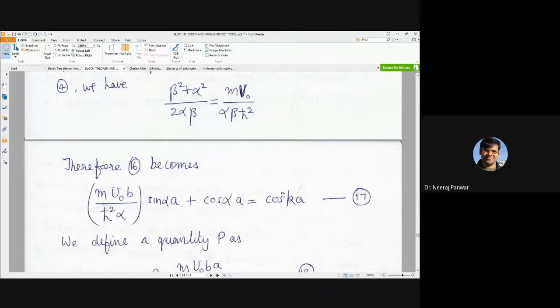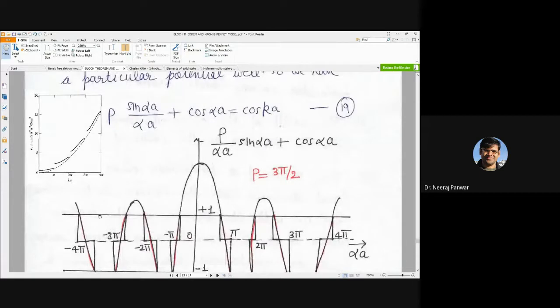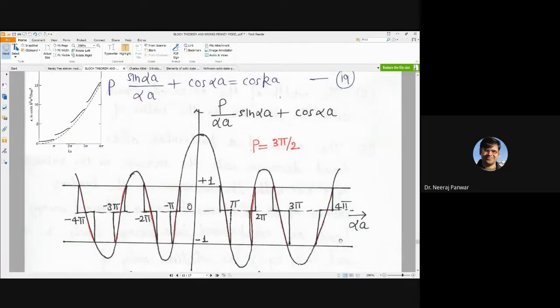So this is a kind of transcendental equation. We need to plot cos k a, that is on the right side. We also need to plot the left hand side. Cos k a can have a maximum value and a minimum value between +1 and -1. So we plot it, it can have a maximum value of +1 and a minimum value of -1.